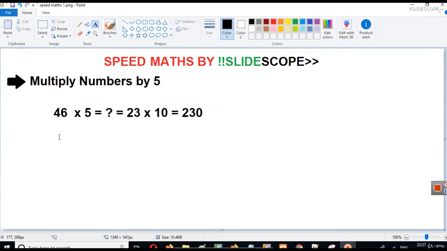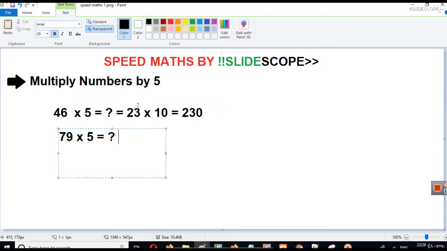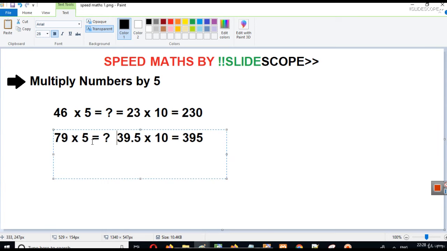So let's take another example. Let's say what is 79 multiplied by 5. If you divide 79 by 2, you will quickly get 39.5, and then you can multiply it by 10. So your answer will be 395. So using this you can quickly calculate any number multiplied by 5.